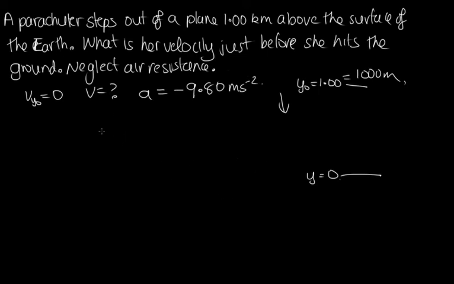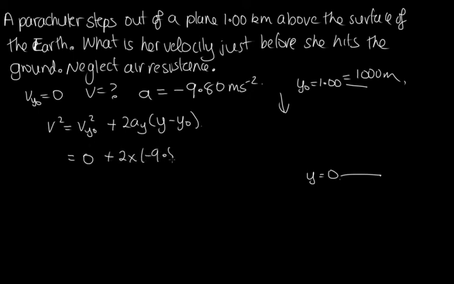Okay, so we've got our equation v squared is equal to vy naught squared plus 2ay times y minus y naught. She starts off with a velocity of 0, so we can put that in as 0 plus 2 times minus 9.8. Now she ends up at 0 and she starts at 1,000, so that's how we substitute in there. Then this negative and that negative are going to cancel each other out. So we'll have 2 times 9.8, which is 19.6, times 1,000.